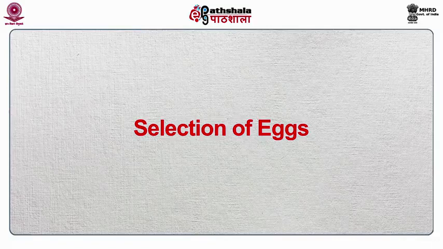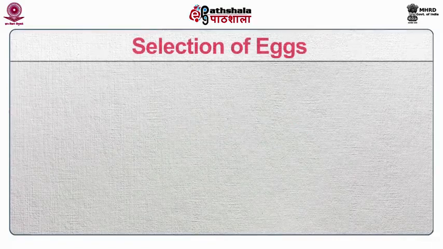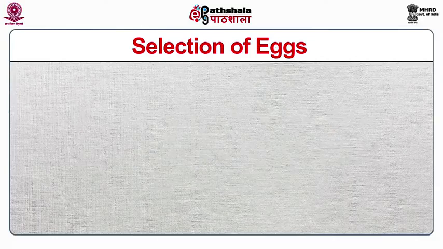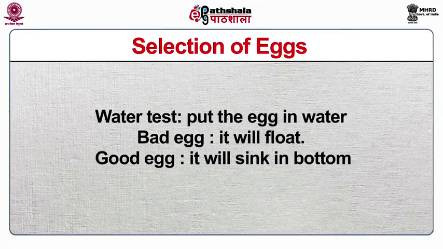Selection of eggs. Check for cracks in the shell which could let bacteria in and contaminate the eggs. Freshness of an egg can be checked by the following methods. First one is the water test. Put the egg in water. A bad egg will float. A good egg will sink to the bottom.